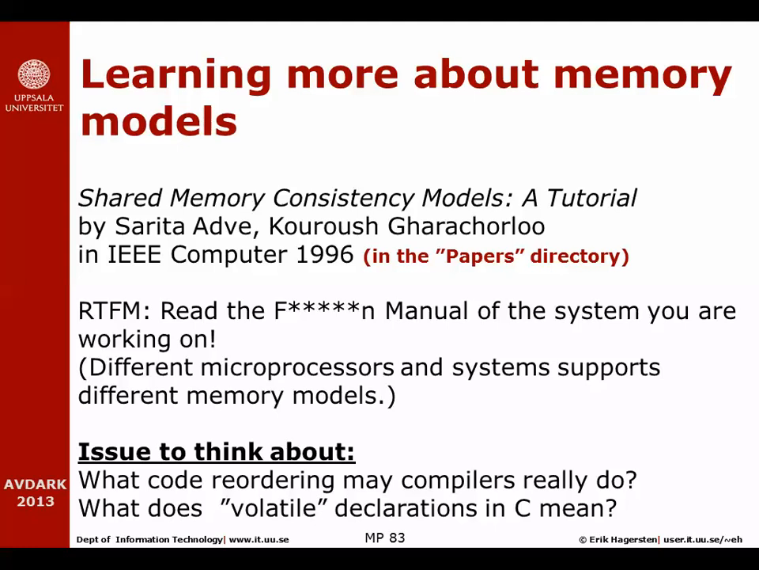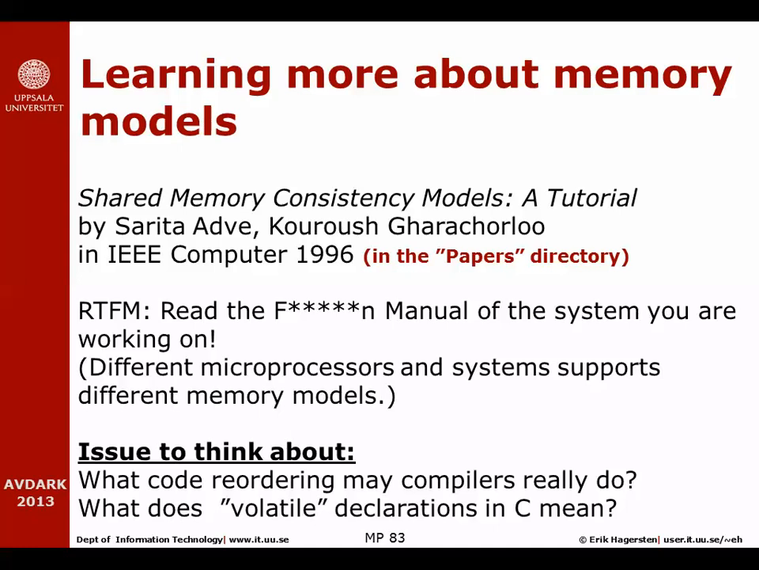Things that you may want to think about: given this stuff about memory ordering and how important that is, is it okay for a compiler? You know, compilers often reorder instructions and optimize. What kind of reorderings can a compiler do? Can a compiler ever move a load and a store past each other? It's not really clear. It depends on the memory model.